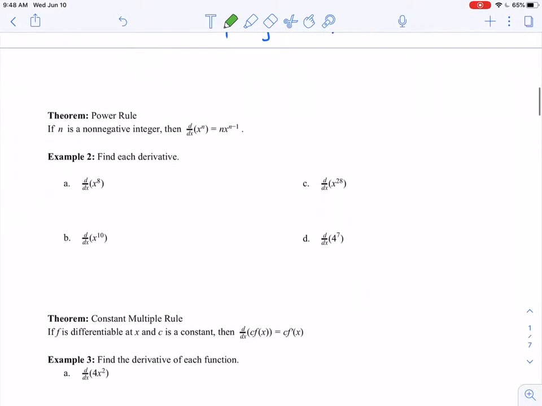So this says if n is a non-negative integer, so right now we're going to work with only positive integers here, or 0, I suppose. 0 would work as well. Then the derivative of x to the nth is n times x to the n minus 1. So this is a really, really nice rule that we're going to be using a lot here.